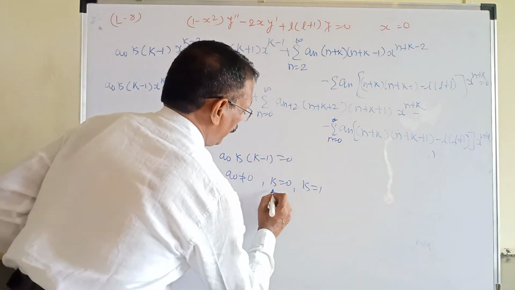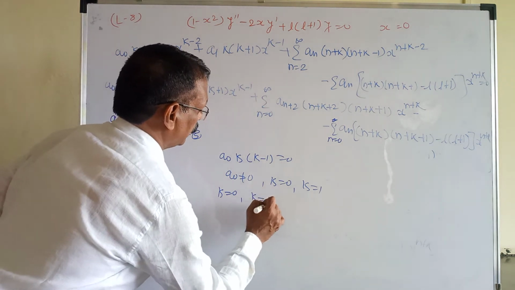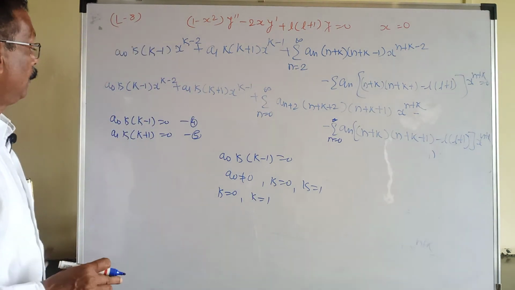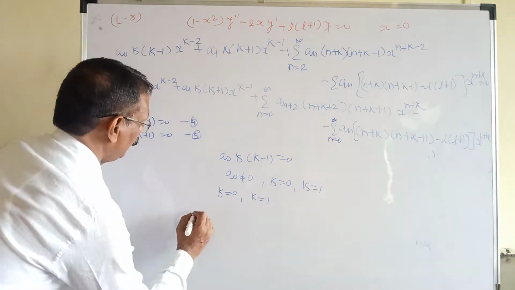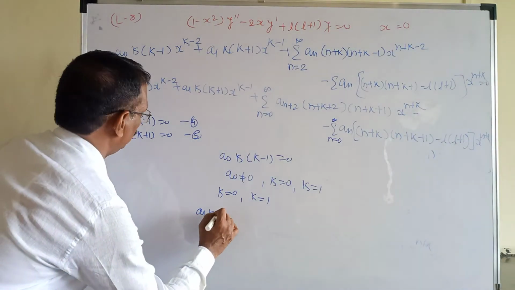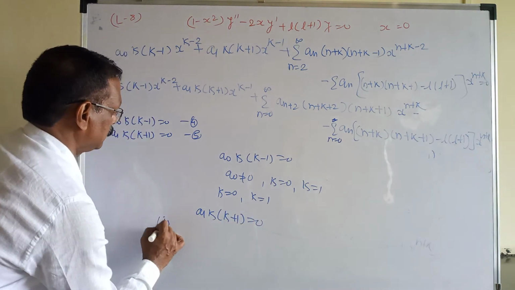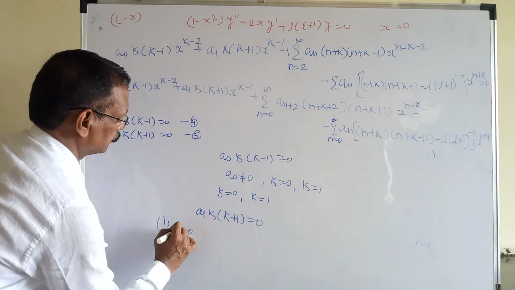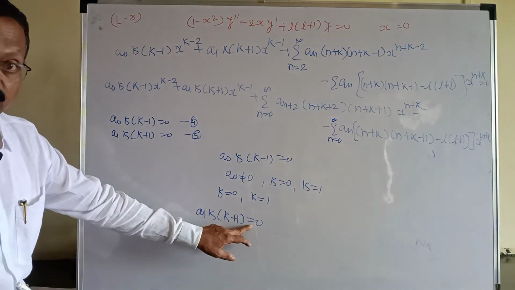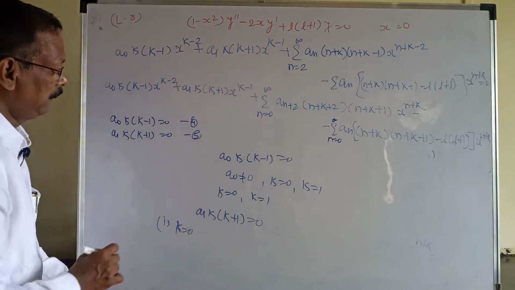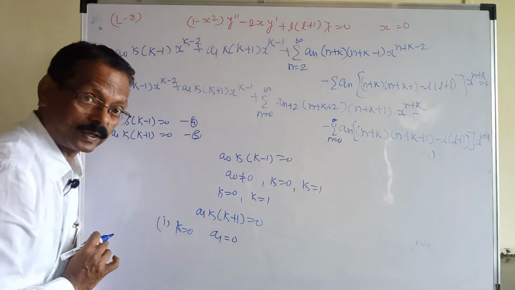Now here k is equal to 0 and k is equal to 1. So what happens about equation number 5? What is equation number 5? a1 into k plus 1 is equal to 0. So we take the first case, k is equal to 0. If k is equal to 0, then the right hand side is 0. It is true if a1 is equal to 0, then it is okay.